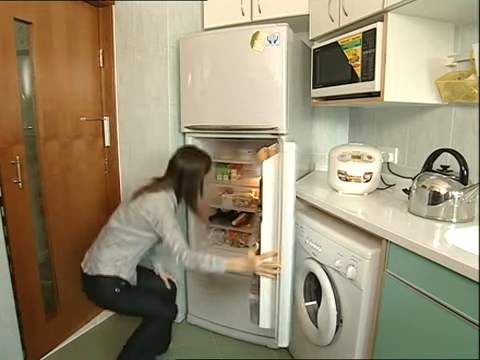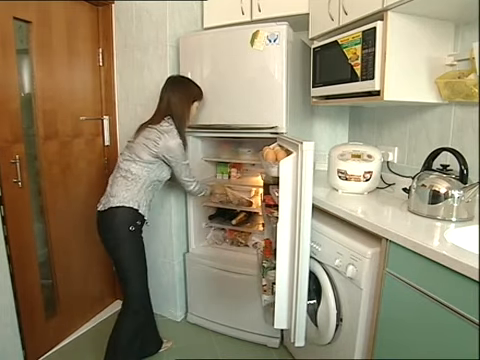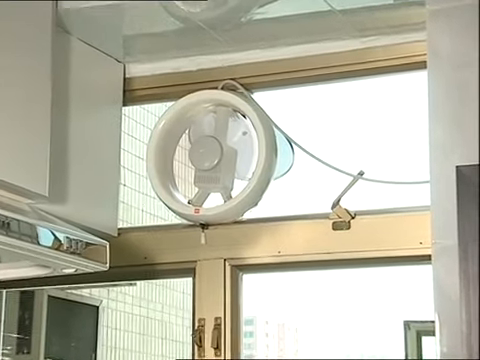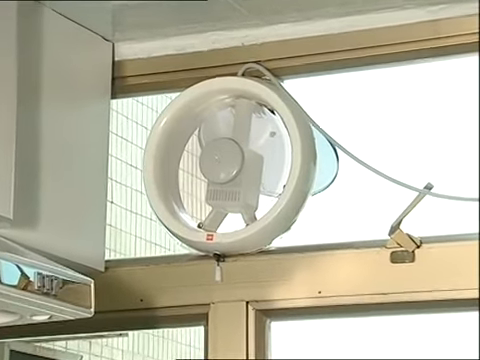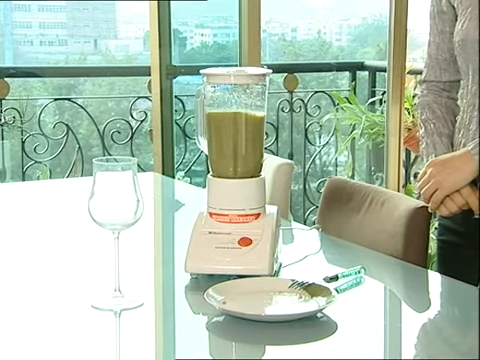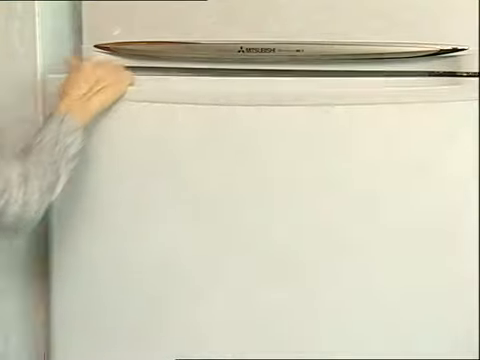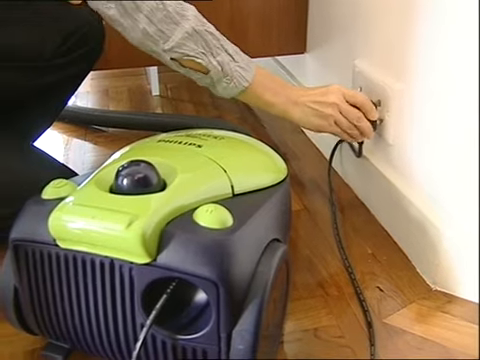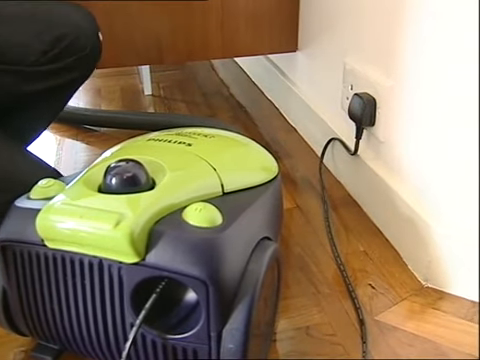All motor-driven domestic electrical appliances consist of a rotating part. For example, an exhaust fan, a washing machine, a blender and a disc player. The refrigerator, the air conditioner and the vacuum cleaner are also driven by motors.